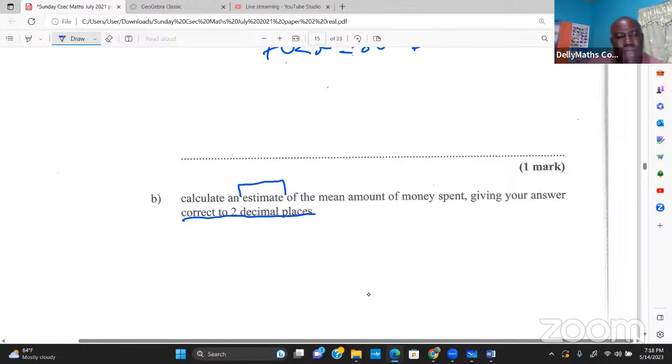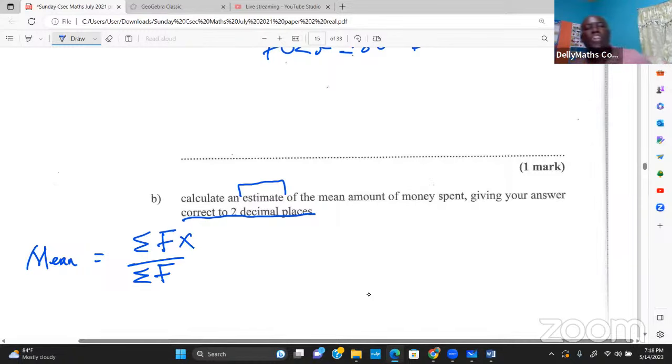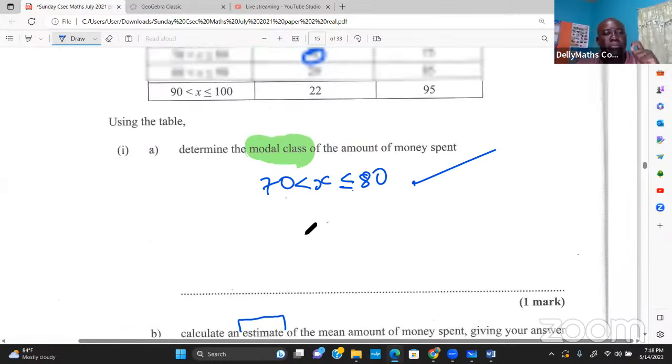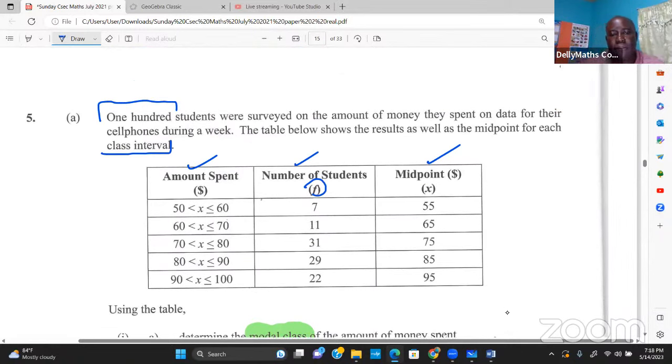Now mean, let's write the formula for your mean, right? So the mean can be calculated as the sum of the Fx over the sum of the F. So now we're gonna have to create a column for the Fx, work it out, and handle our business. Let's go back to the table. Fx, so I'm gonna create Fx right here. I'm just gonna draw some quick lines, right?